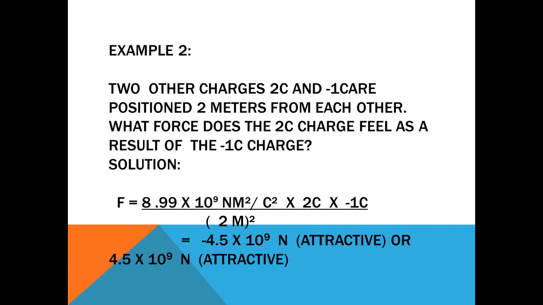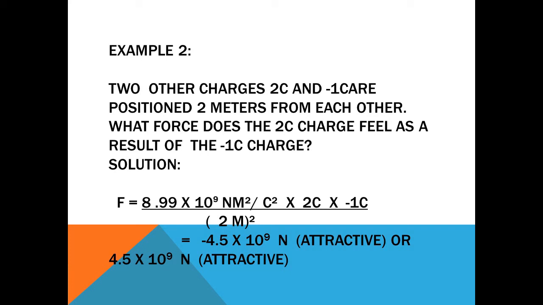Example number 2. Let us read the problem. Two other charges, 2 coulomb and negative 1 coulomb, are positioned 2 meters from each other. What force does the 2 coulomb charge feel as a result of the negative 1 coulomb charge? So as you can see again, the two charges are opposite each other. One is positive 2 coulomb and the other is negative 1 coulomb. So under the principle of charges, if two charges are oppositely charged, then they attract each other. That's the time we can say the force between them is attractive force.